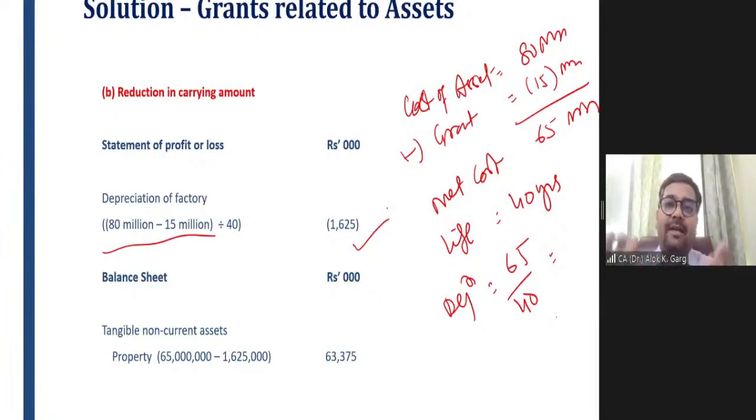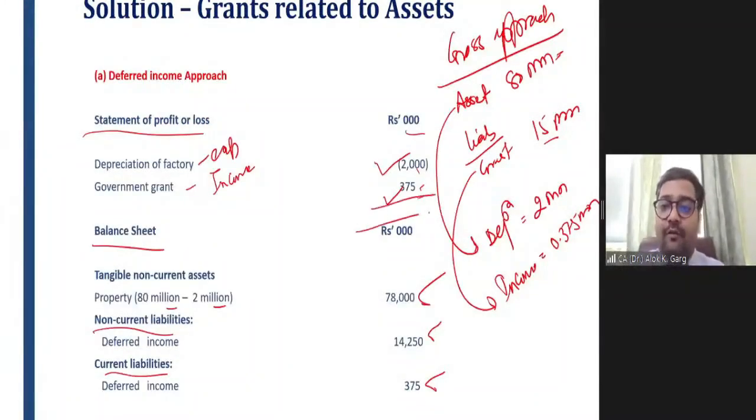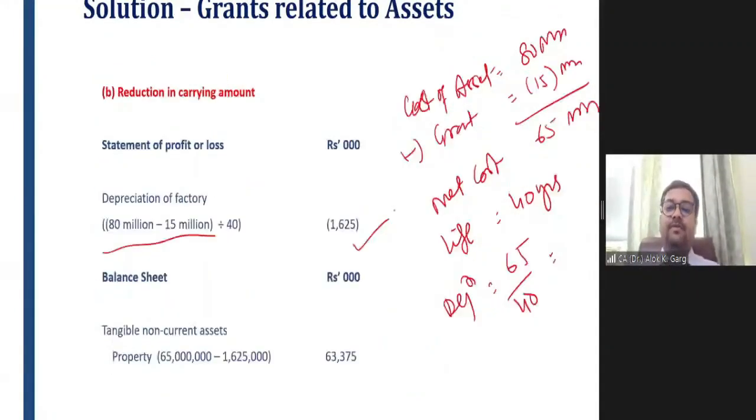Since the grant has already been reduced from the cost of the asset, net 1.625 million will be charged as depreciation in the books of accounts. In the balance sheet, the net value of the asset was 65 million minus 1.625 million depreciation. So the net value is 63.375 million.